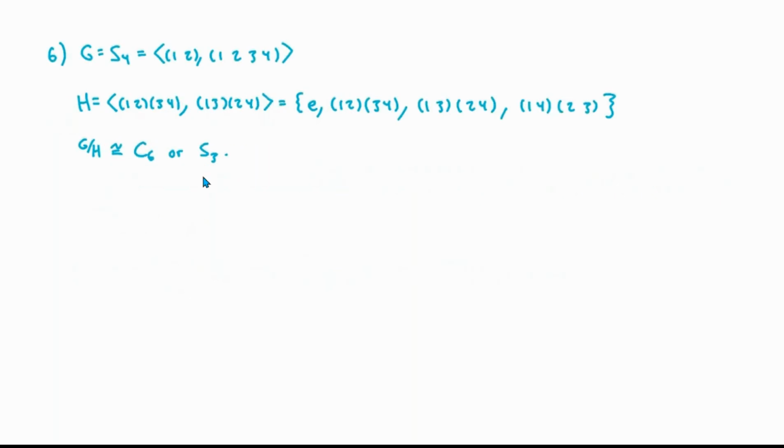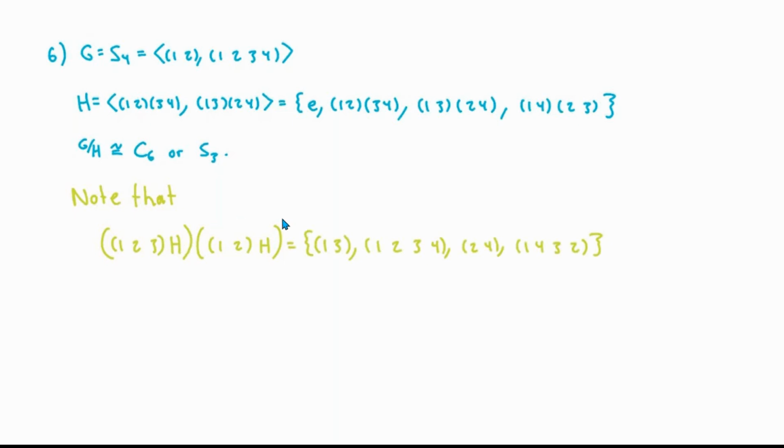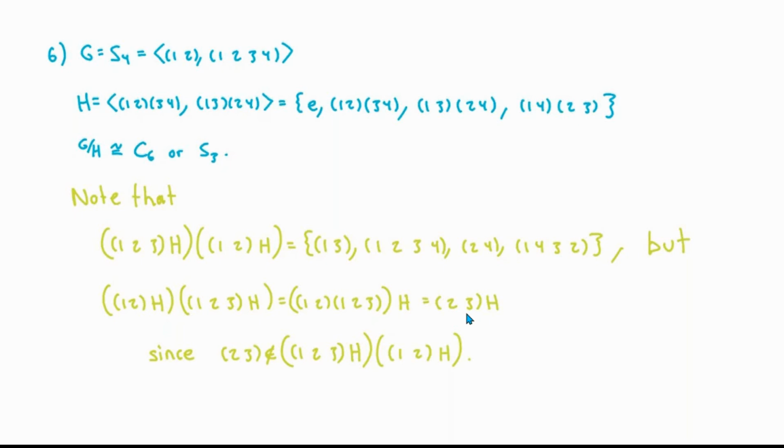In order to distinguish between these 2 possibilities in this case, we can first of all note that when we multiply together the 2 cosets (1 2 3)H times (1 2)H, using the rule for multiplication of cosets in the quotient group, we get (1 2 3) times (1 2)H, which turns out to be (1 3)H, which is exactly the coset that you see here. Now, on the other hand, if we multiply together these 2 cosets in the opposite order, as (1 2)H times (1 2 3)H, then we instead get that it's equal to (2 3)H. But notice that the transposition (2 3) is not an element of the coset from our first calculation. So that means that these 2 cosets don't commute with each other.